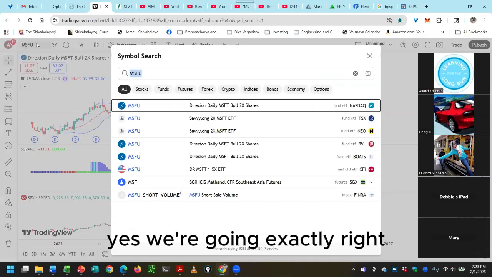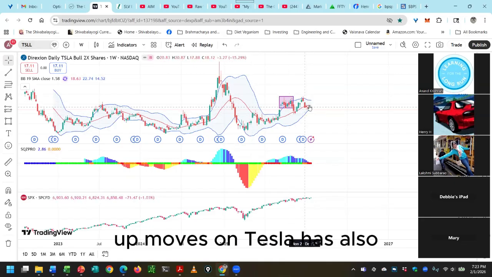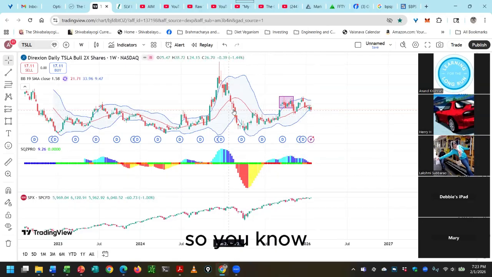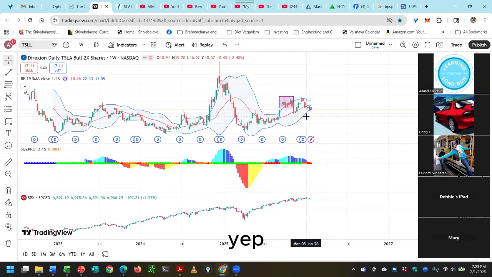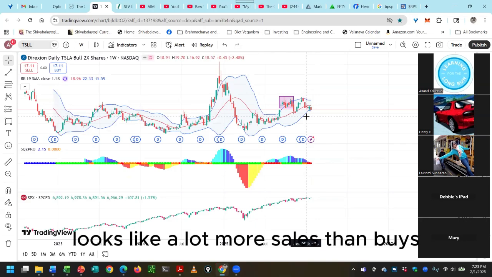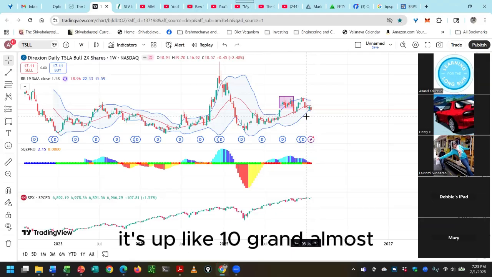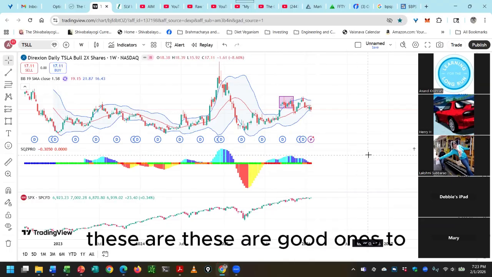Then PSLL, right? Recent up moves on Tesla have also added to my account there. This one looks steady, a lot more sells than buys. So that one, I think, is up almost 10 grand. So yeah, these are good ones.